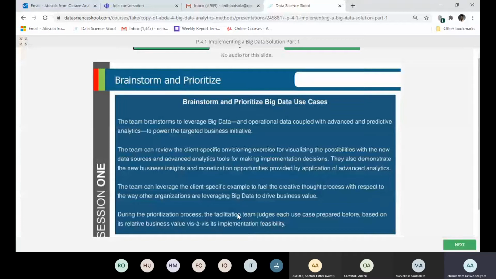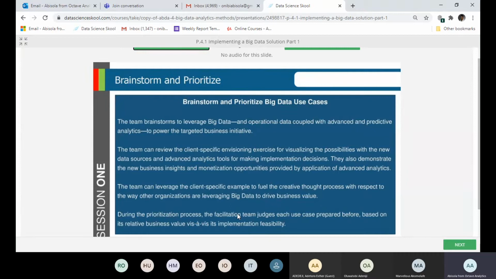You cannot just get new insights from big data and then drop it on the surface. No, you have to be able to see how you can derive meaningful solutions from these insights that you've gotten. So that is what you do in the brainstorming process. That's what the facilitation team does in the brainstorming step.